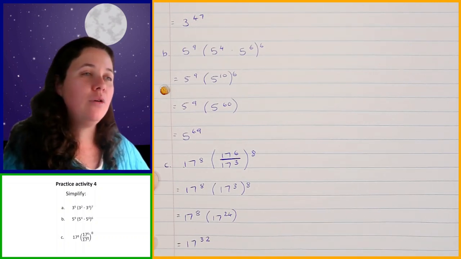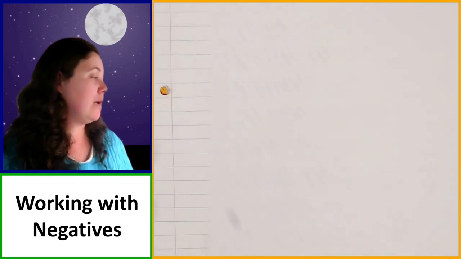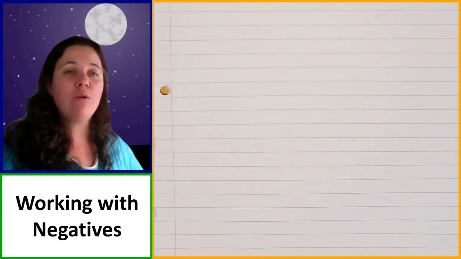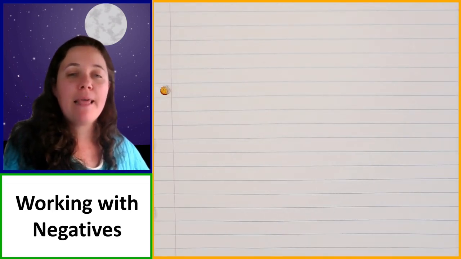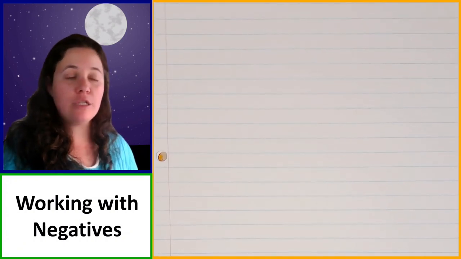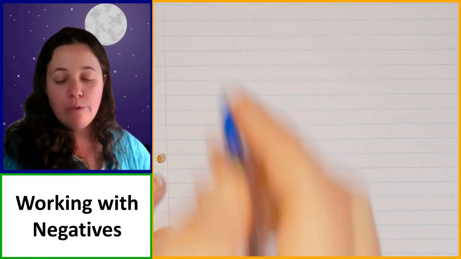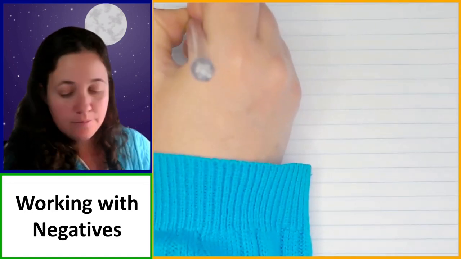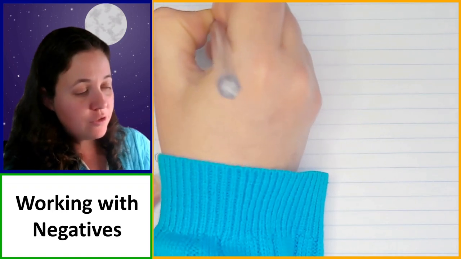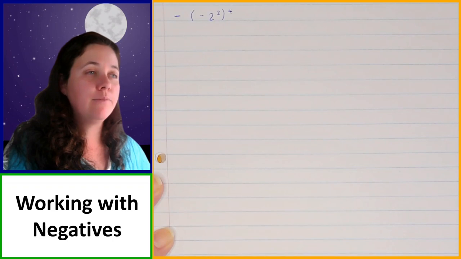Okay, now the last thing we're going to be looking at is when you're working with negatives. Okay, so now we've already learned about working with negatives when we were doing multiplication and division of powers with like bases. And the rules that we learned there are going to apply very similarly to what we're doing now. Okay, so let's have a look at an example where we've got negative and then negative 2 cubed to the power of 4. So this is the example that we're doing now.